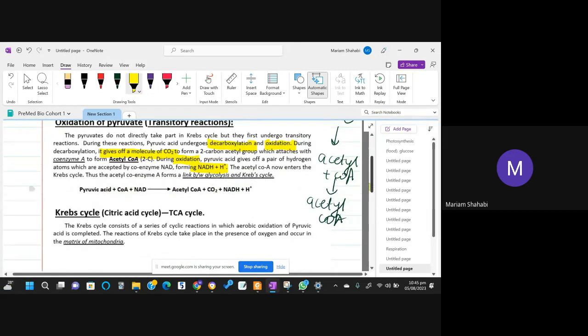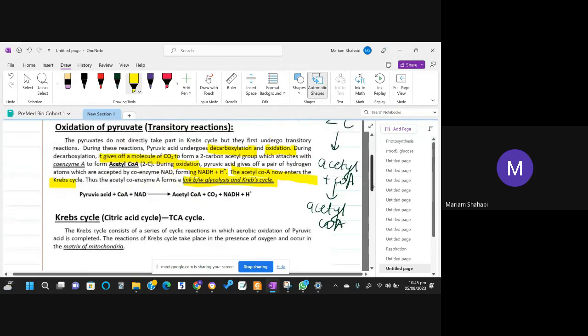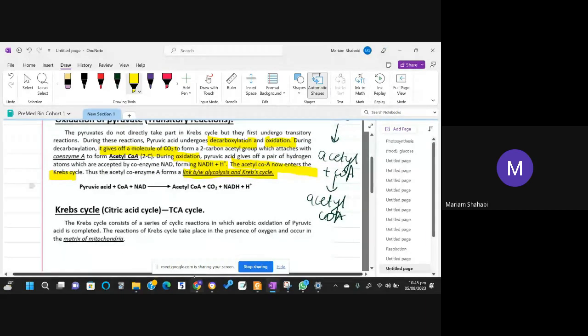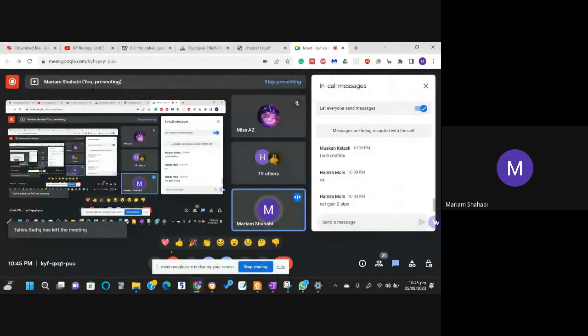The acetyl-CoA now enters the Krebs cycle. Now it is ready to enter the Krebs cycle. So in this way, acetyl-CoA forms a link between glycolysis and Krebs cycle. I think this is very easy to understand. Any questions from the transitory reaction? It is also called the link reaction. Any questions?